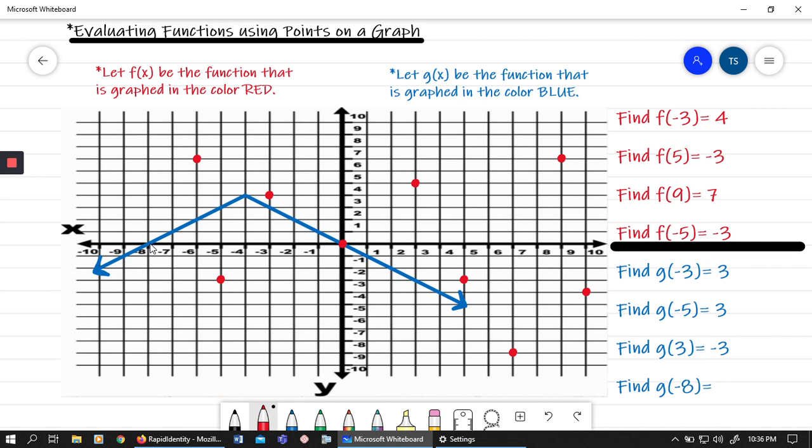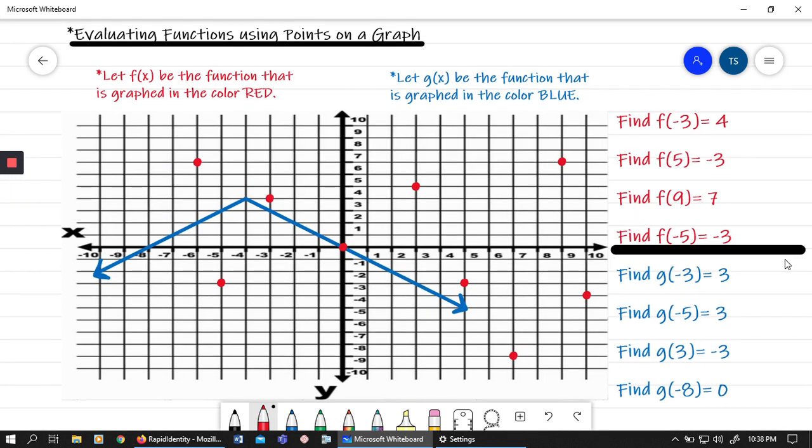So what does that mean? If we don't have to go up or down, that means that the y value at this particular x value is 0. Right? So the x value here is negative 8, and the y value at this x value is 0, because we didn't have to go up or down in order to get to that blue graph. So for this one, the y value here at this x value is 0. I hope that makes sense to you guys.